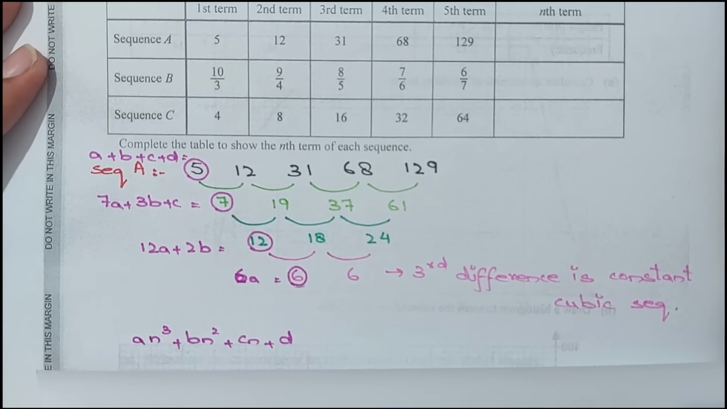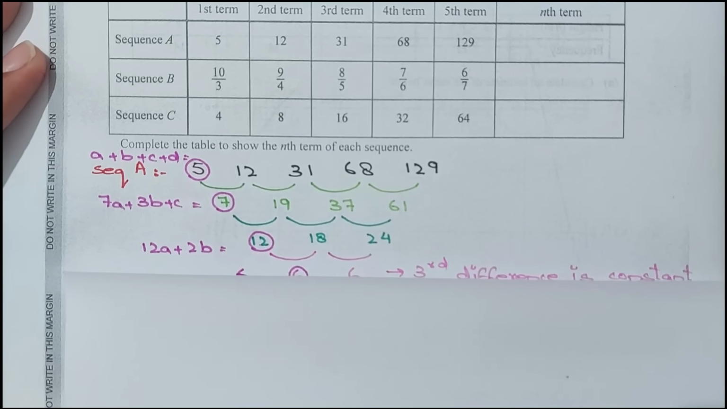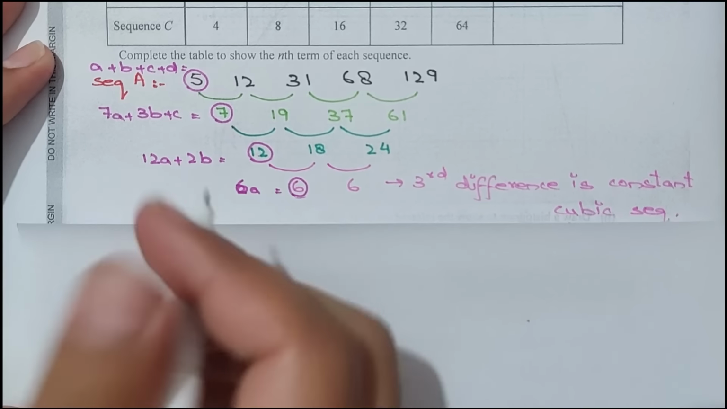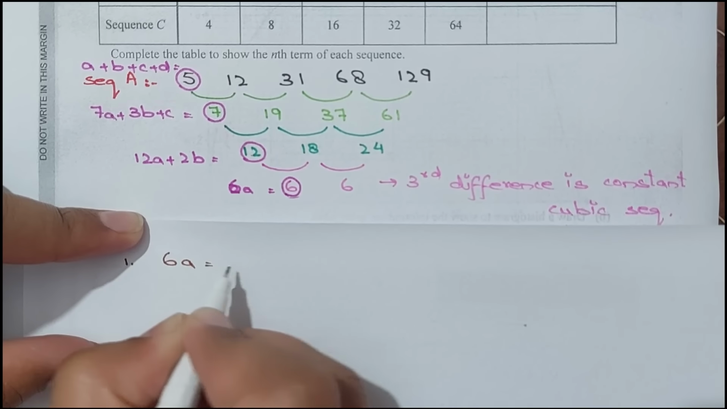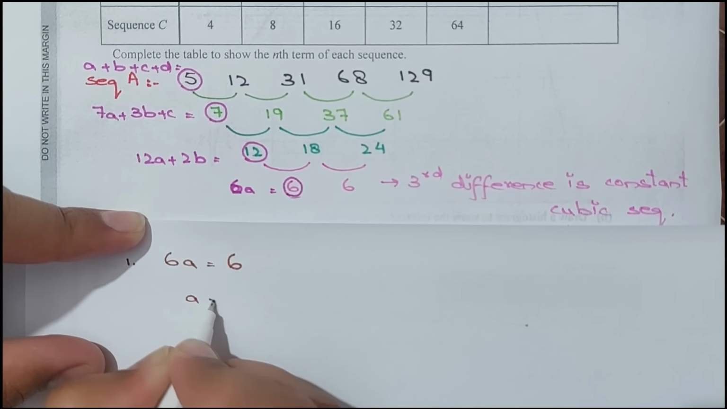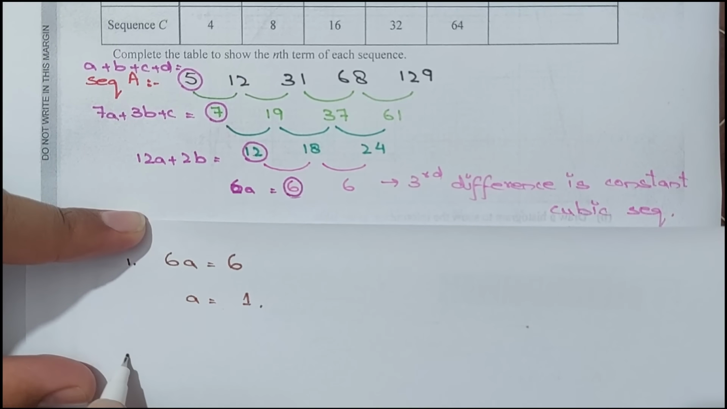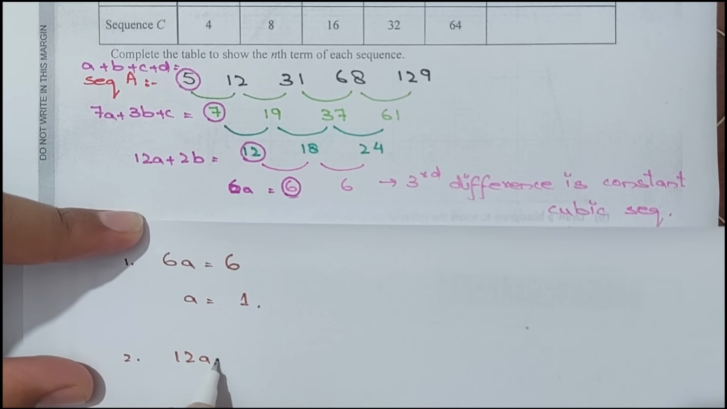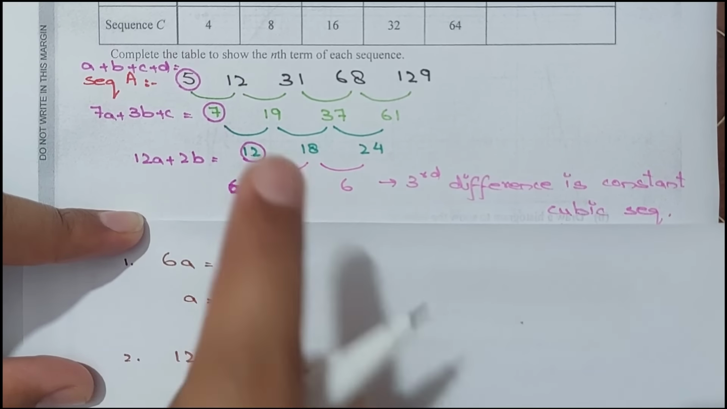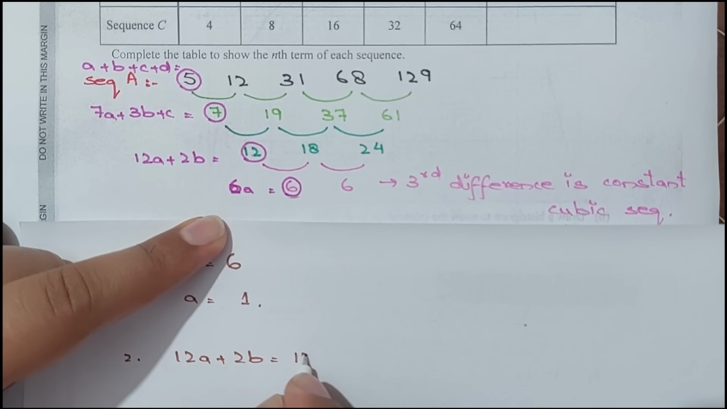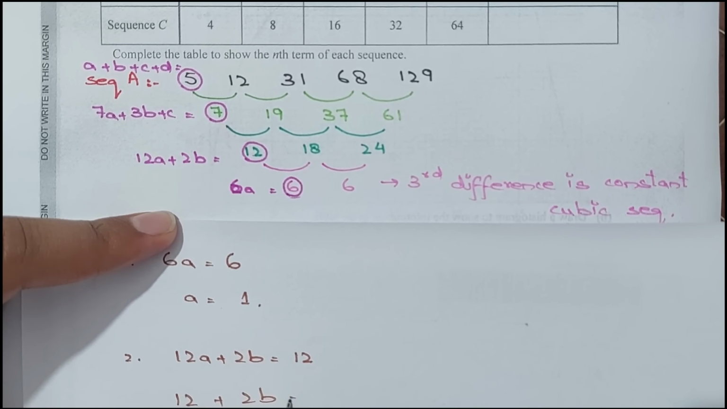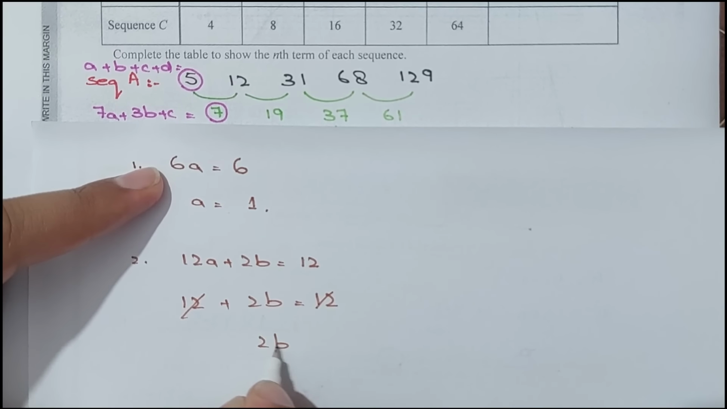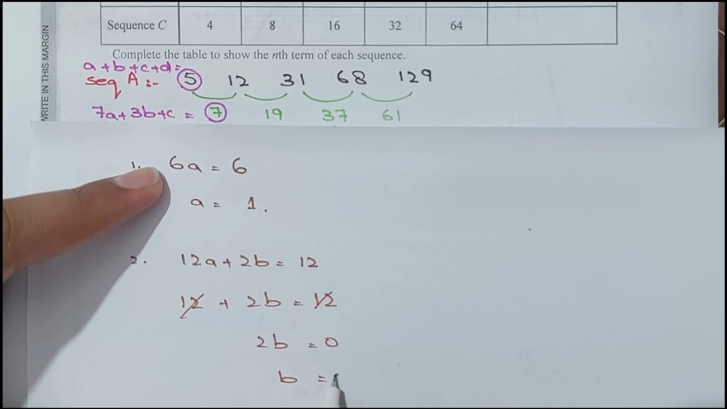I'm using a separate sheet of paper to solve all of them. So first we have to solve for a. Since we know that the first equation is 6a equals the constant difference, the a value is 1. The second equation is 12a plus 2b equals the first term of the second difference, which is 12. Since the a value is done, we have 12 plus 2b equals 12. 12 minus 12 equals 0. So 2b equals 0 and the b value is 0.